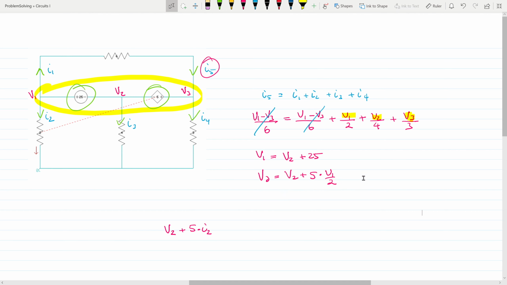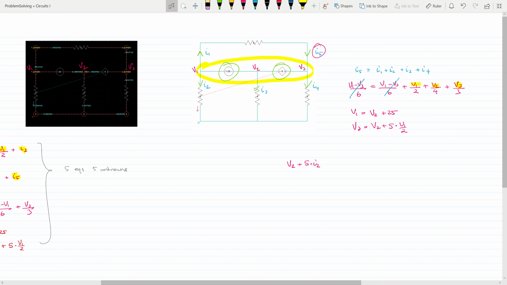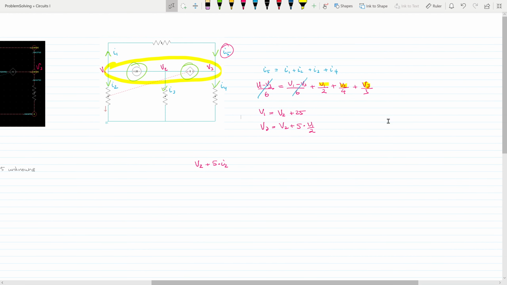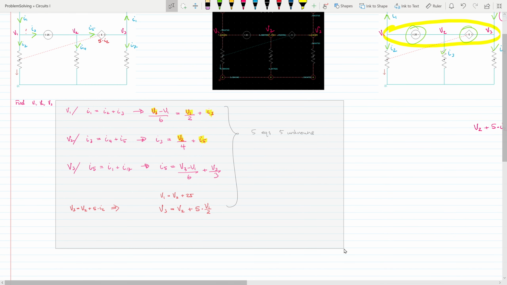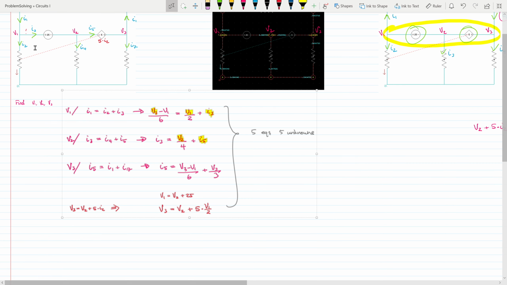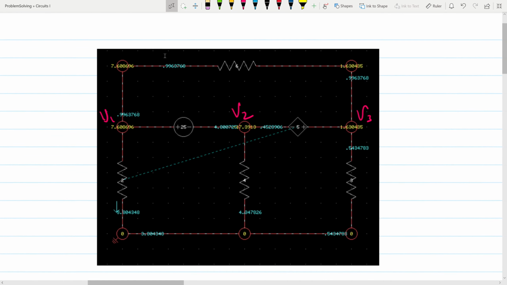And now let's tally things up. So now we have 3 equations and 3 unknowns. With these 2 new equations, we didn't introduce any new unknowns. So if we solve this now, there are only 3 equations to solve, and you can do that in MATLAB or Python, your favorite tool. And what you'll notice is that there are fewer equations here, so it'll be a more pleasant experience compared to what we had earlier when we didn't use the fact that there were supernodes here. Okay, and then the answer key is right here.